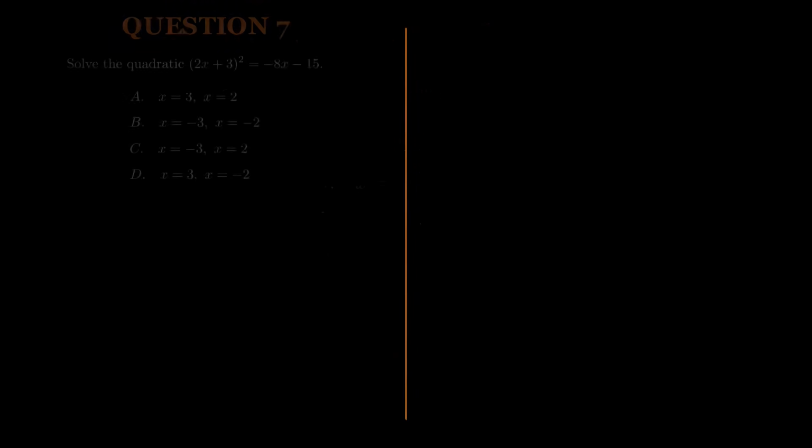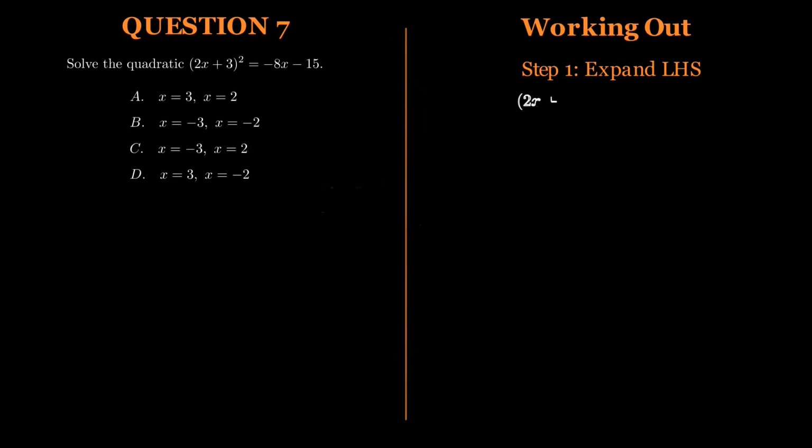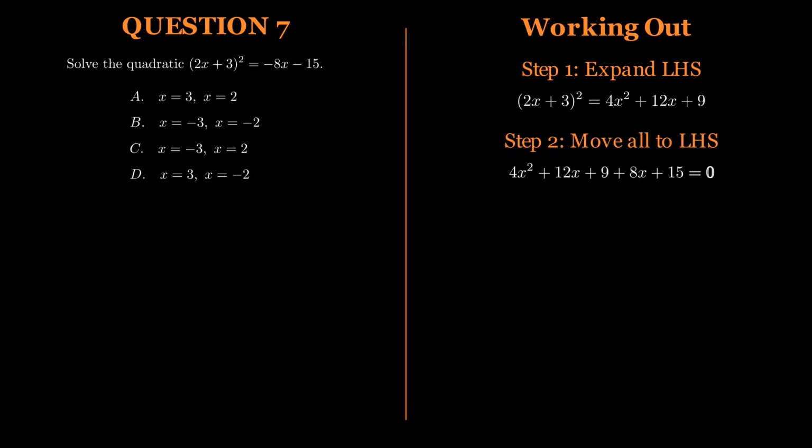Let's solve it step by step. Step 1. First, expand the left-hand side. 2x plus 3 squared equals 4x squared plus 12x plus 9. Step 2. Move every term to the left-hand side so the equation equals 0. This gives us 4x squared plus 12x plus 9 plus 8x plus 15 equals 0.